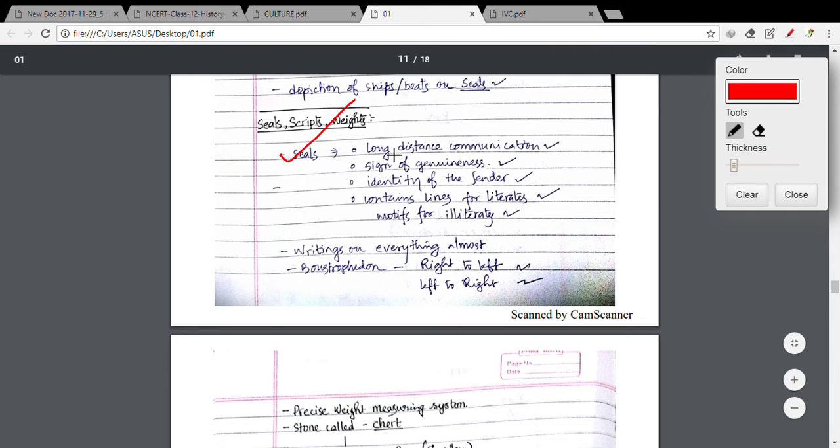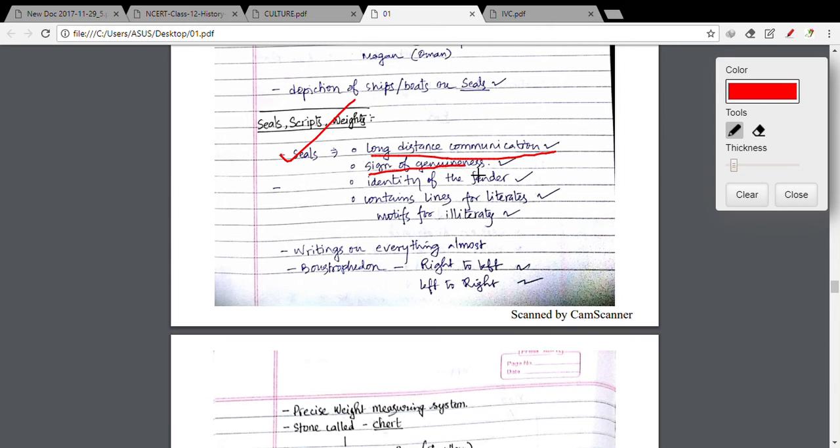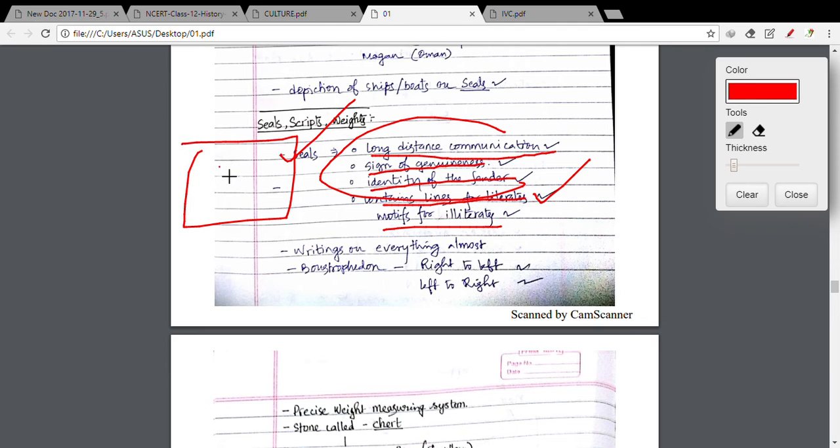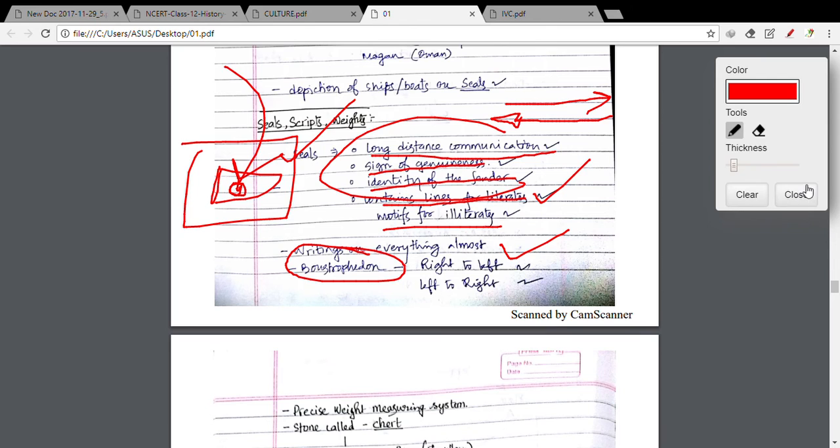Seals were used for long distance communication, as a sign of genuineness, and as the identity of the sender, and they contain lines for the literates and motifs for the illiterates. Now here, what is a seal? A seal is simply a mark which makes sure that this particular thing has come from the Harappan civilization. There was writing on almost everything, and Boustrophedon was the style of writing. What does that mean? In the first line they wrote from left to right, and in the next line they wrote from right to left. So this is known as the Boustrophedon style of writing.